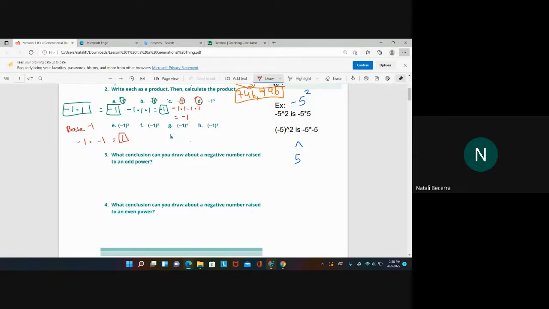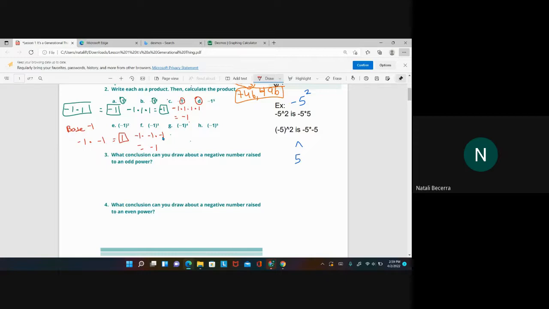For F, same thing. I have parentheses around the whole thing, and the negative is inside of the parentheses. Therefore, that means I have 3 of the -1s. So -1 times -1 times -1. Put this in the calculator and you should get -1.